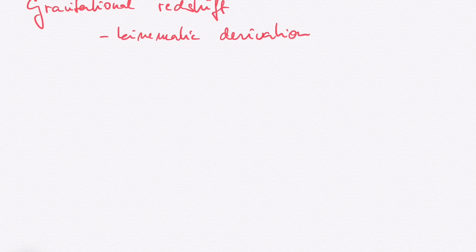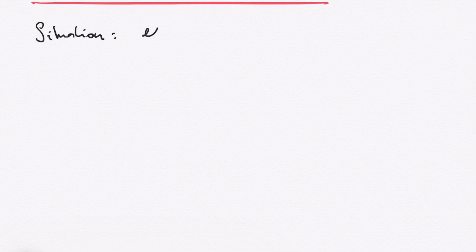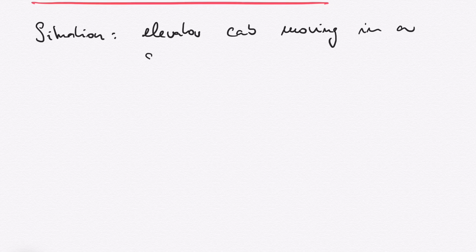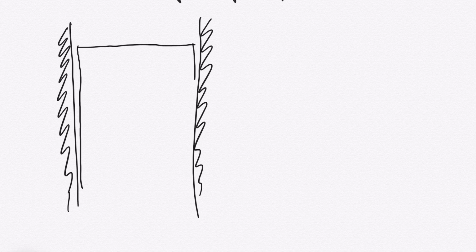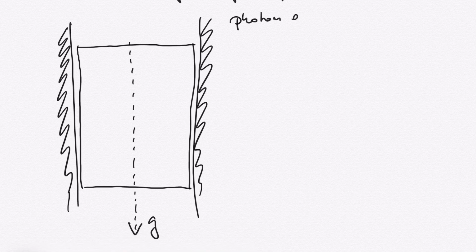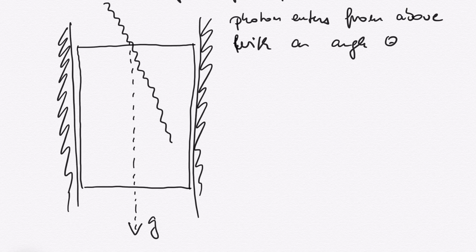Next we derive the gravitational redshift kinematically. Imagine we have an elevator shaft, which will be the representation of the local inertial frame, and this cabin is falling in a shaft, so this is a free fall. There is our shaft. Now there is a photon entering this shaft, this cabin, from above under the angle theta.